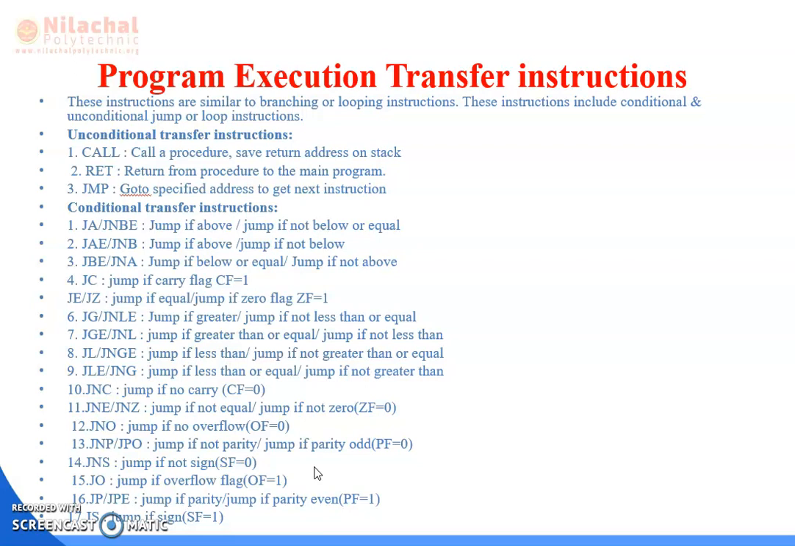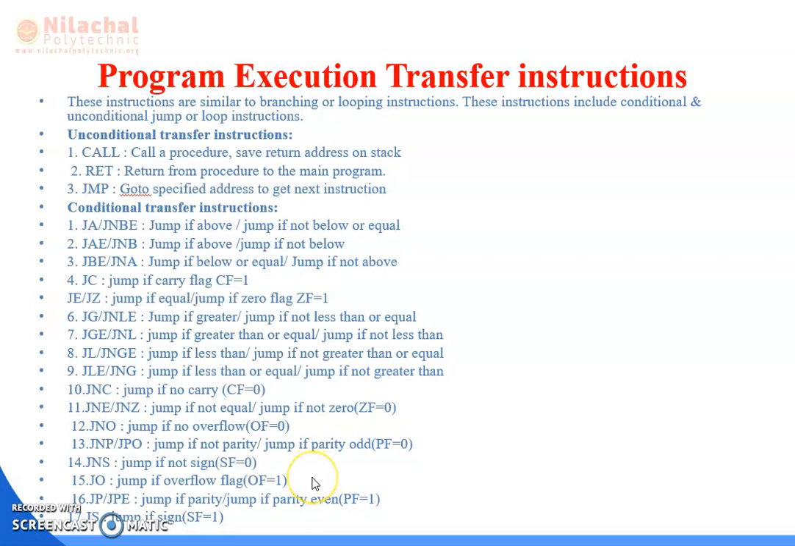So next is conditional transfer instruction. So first is JA or JNBE, that means jump if above or jump if not below or equal. Next JAE or JNB, jump if above or equal, jump if not below. Next JBE or JNA, that means jump if below or equal, jump if not above. JC means jump if carry flag is 1. JE or JZ means jump if equal or jump if zero flag is 1.